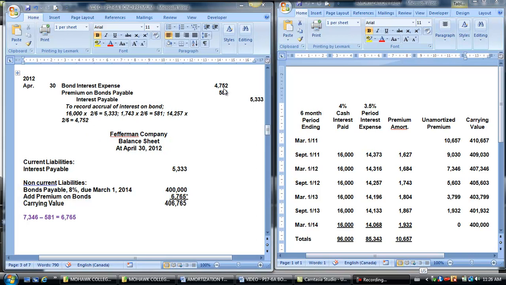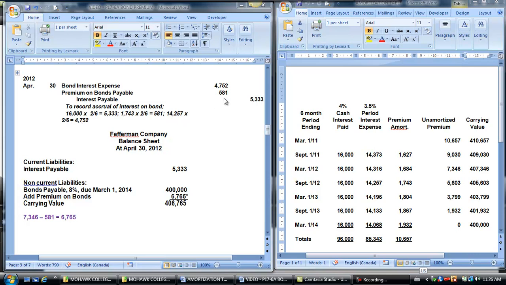Well, we know that we're in this period now, the one ending September 1st, 2012, because that's the period within which this April 30th, 2012 date falls. Now we're going to get our interest expense, which for the full 6 months, going from March 1st, 2012 to September 1st, 2012, is $14,257. But that's for 6 months. We only want it for 2 months, so we multiply and get $4,752.